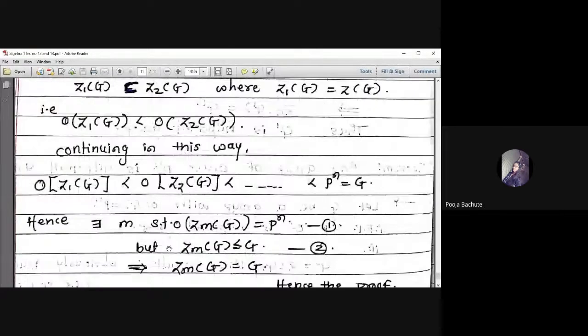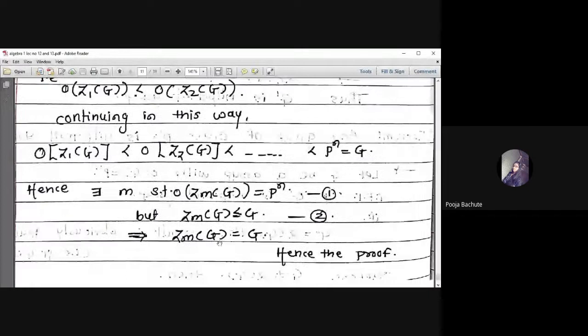Hence there exists a positive M such that the order of Zm of G is equal to p raised to n. But Zm of G is a subgroup of G. From 1 and 2 we can say that Zm of G is equal to G. Suppose H is a subgroup of G, and the order of H is equal to the order of G; then H is equal to G. The same was used here. The order of Zm of G is p raised to n, but Zm of G is a subgroup of G, hence Zm of G is G.